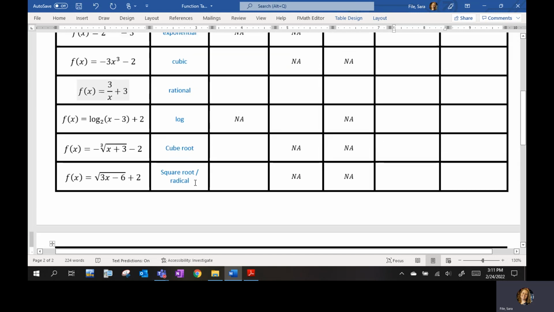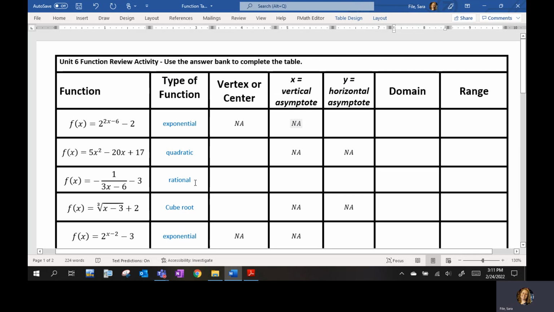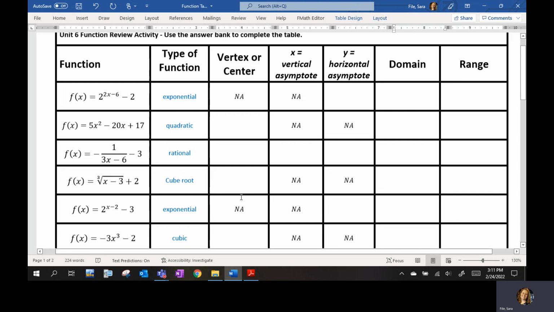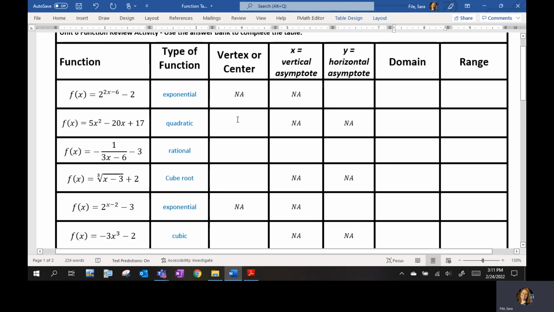So that is identifying the type of function, whether or not it will have an asymptote, and what kind of vertex or center, what point we're looking for. And I'll make a second video in a little bit that will go over actually finding the ordered pair of this point for this column, and then using that point to determine where the asymptote is, if there is one, and what the domain and range are.